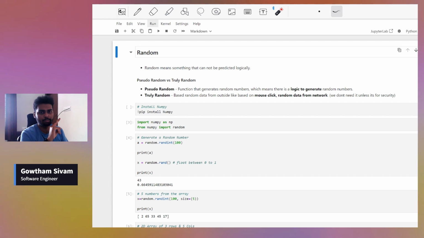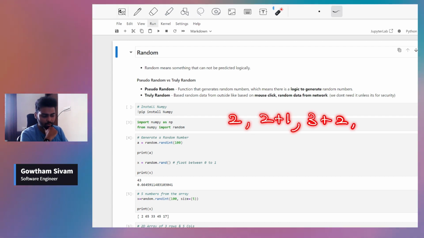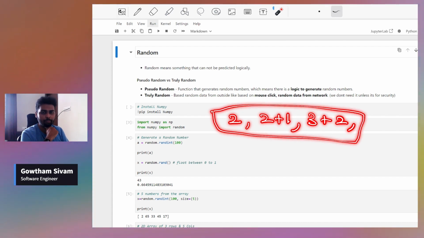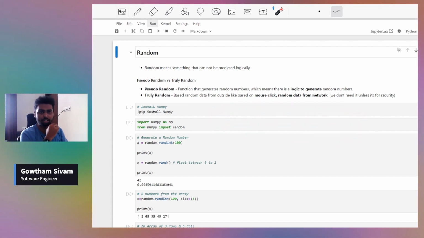There are two types of random. One is pseudo random and another one is truly random. What is the difference between pseudo random and truly random? Pseudo random is a function that generates random numbers, which means there is a logic to generate random numbers. For example, I'm defining a function where the first time it will print something like an increment of 2, the next time it will print 2 plus 1, next time 3 plus 2. So I'm putting this logic to generate my next set of numbers, which means there is a logic that I could build to actually generate the random numbers. So this is called a pseudo random number.